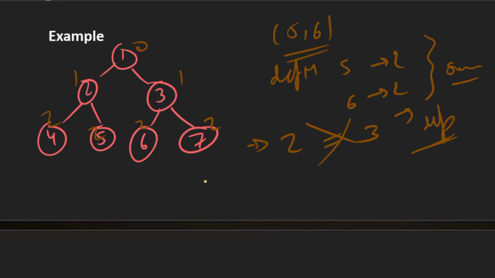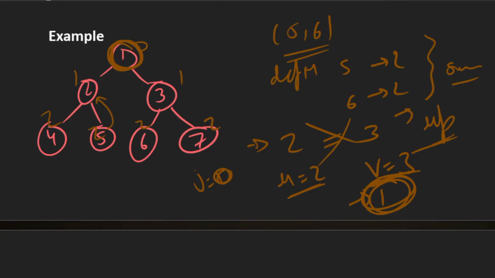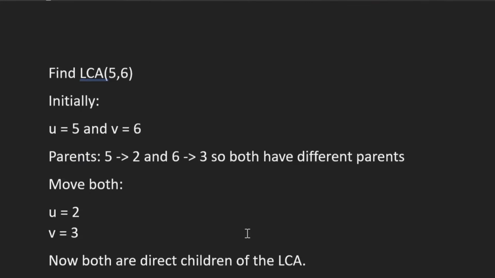So first j is equal to 0. So we take the immediate parents. So now u becomes 2 and v becomes 3. Now we check who is the parent of 2 and who is the parent of 3. If you check, the parent of 2 and the parent of 3 is 1. That is a common parent. So once we get the common parent, we return that as the answer. So we return 1 as the common ancestor of 5 and 6.